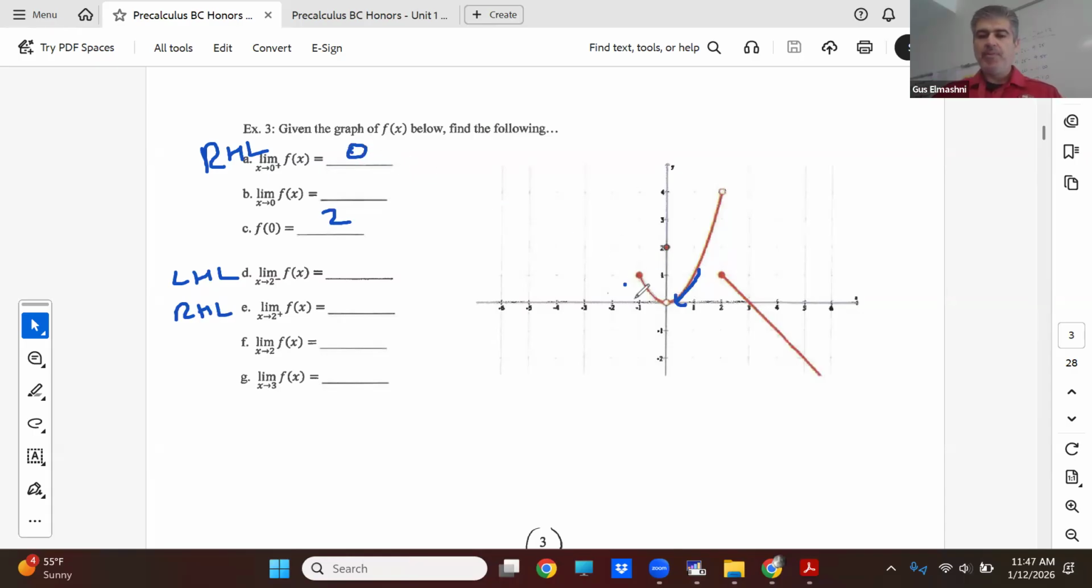And in general, now part B, still 0. Part B.